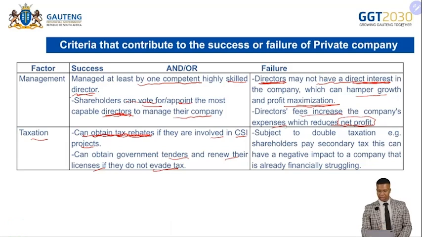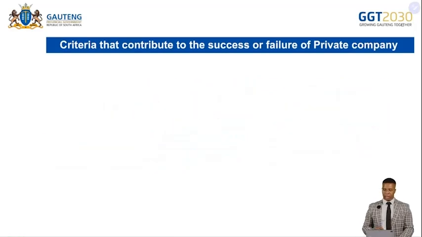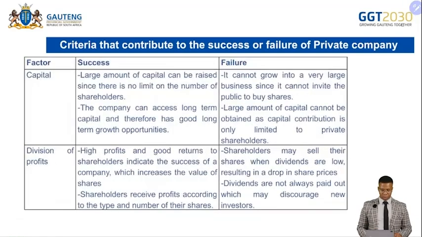That is a success as well. But failure now is that they are subjected to double taxation, e.g., shareholders may pay secondary tax. This can have a negative impact to a company that is already financially struggling. That is the implication when it comes to a private company.